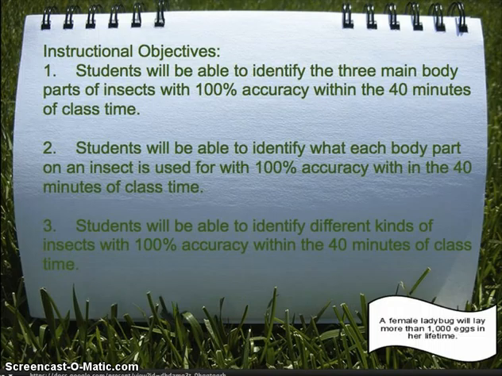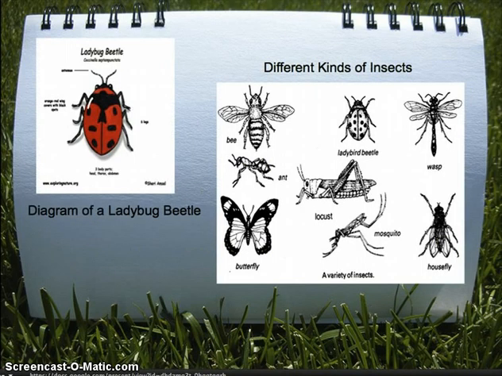My next slide is the instructional objectives. Students will be able to identify the 3 main body parts of insects with 100% accuracy. Students will be able to identify what each body part of an insect is used for, and students will be able to identify different kinds of insects.